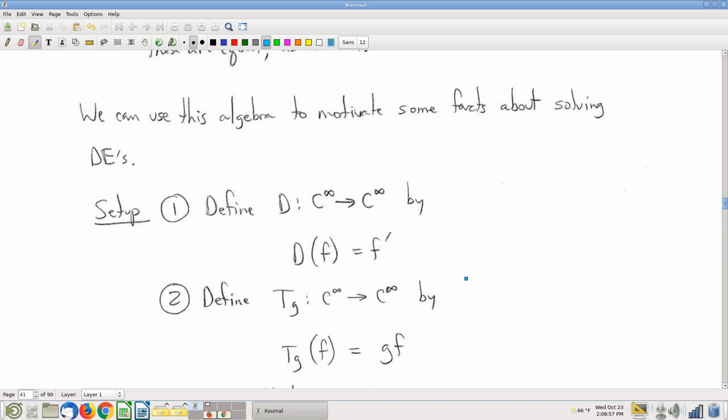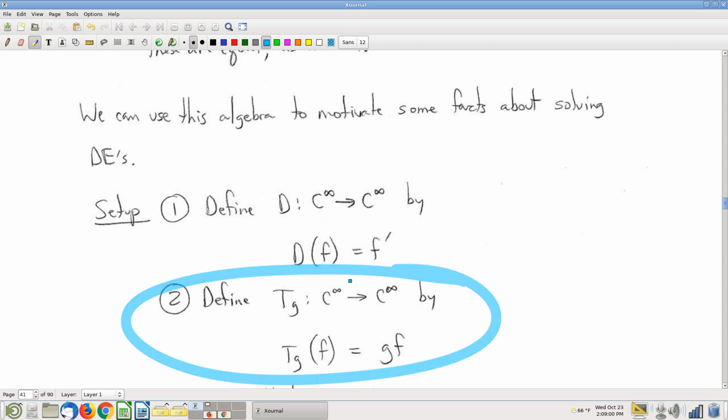Here's another one. We did not do this back in 5.1, but it's an easy proof. The act of multiplication by some C infinity function G is a linear transformation on C infinity. Now again, this is something you can prove. Reminder, I'm not saying that GF is linear. Certainly not. I'm saying that the act of multiplication by G is linear. It's linear on these input vectors, these input functions, F. Okay, so that's a linear transformation too.